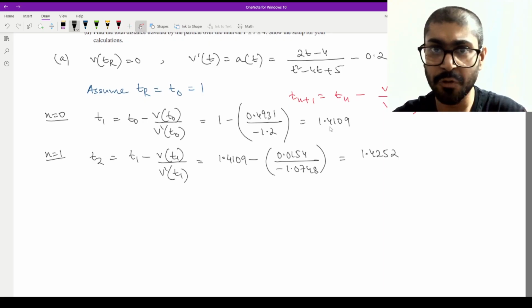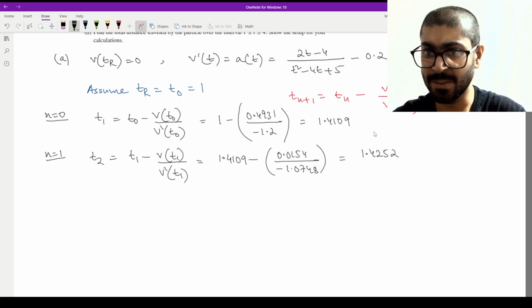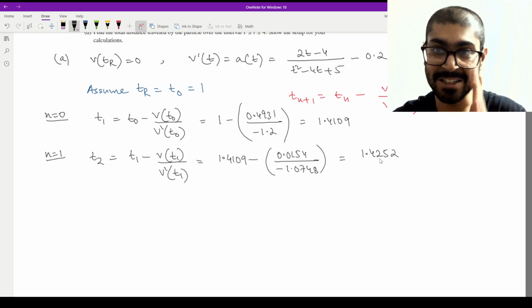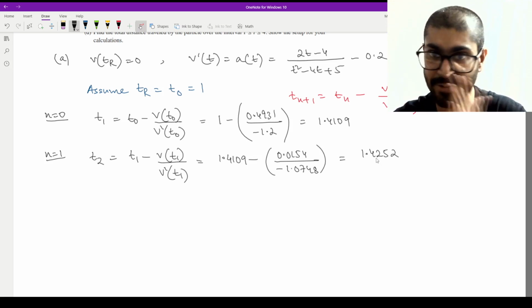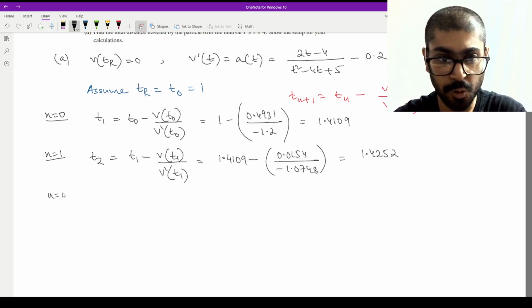Alright, already I think we are closer to the answer, because see, the initial assumption was 1, we improved our solution to 1.41 something, then we improved that to 1.42. So already you can see that the changes are taking place in the second place after decimal, right? The first 2 places are fixed, they will be 1.4. So let us check n equal to 2 now.